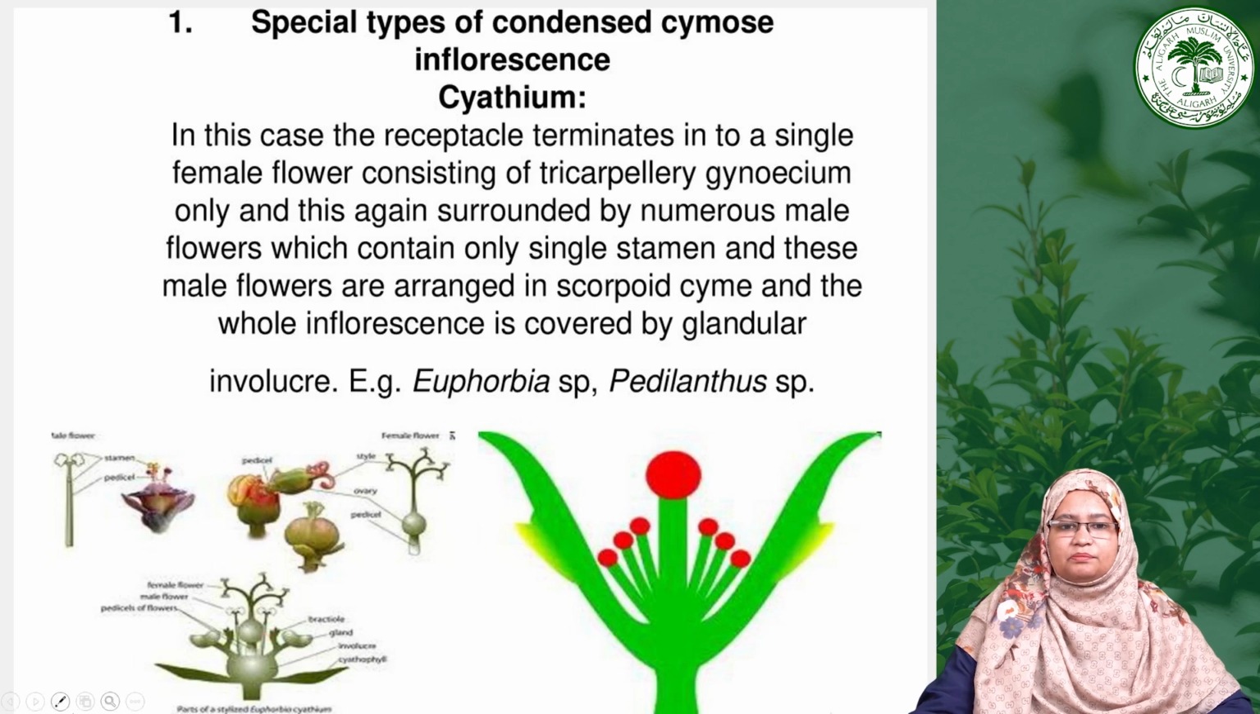So, as you can see, this is the female flower, and here you will find a number of male flowers present surrounding this female flower, and this whole structure is covered by an involucre bract. This type of inflorescence is present in Cyathium and is found in the genus Euphorbia.